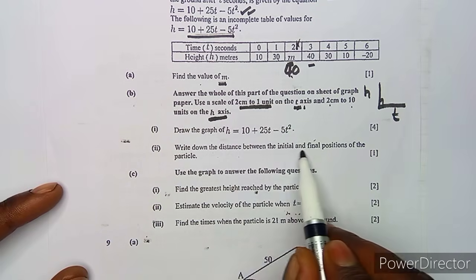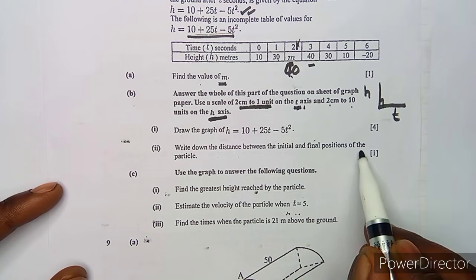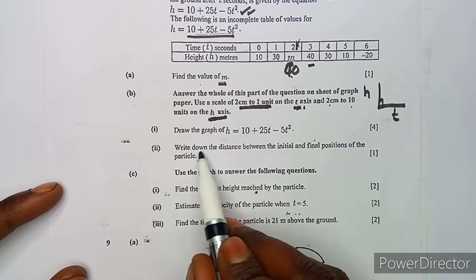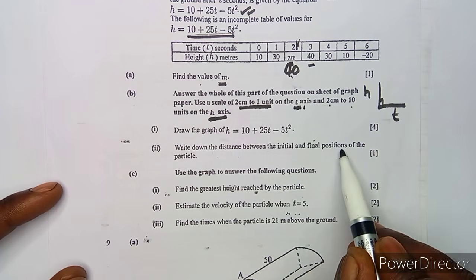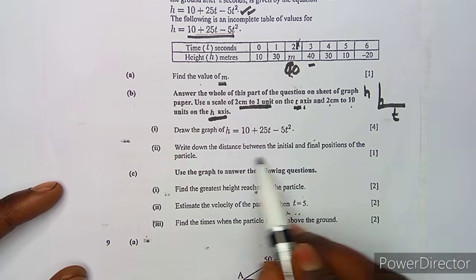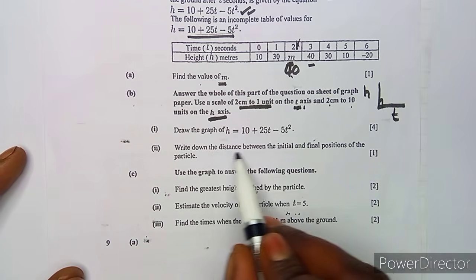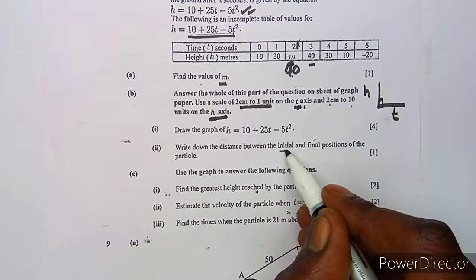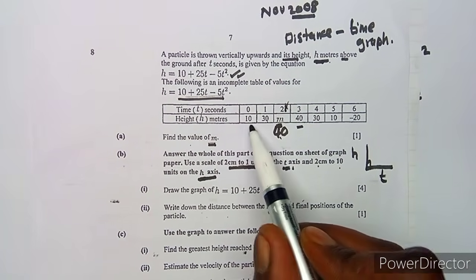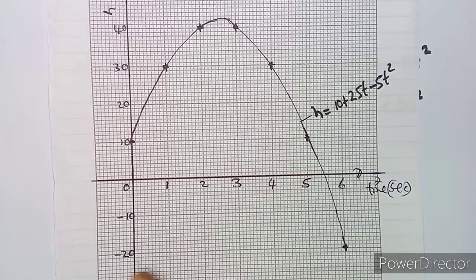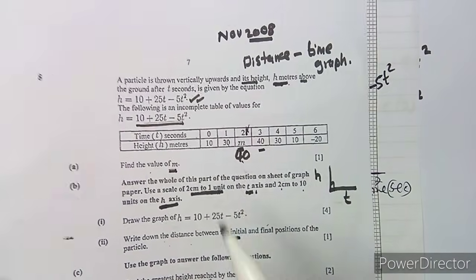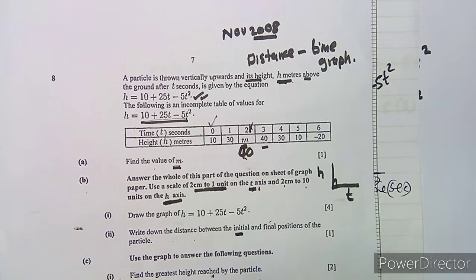Write down the distance between the initial and the final positions of the object. They're saying write down the distance between the initial and the final positions of the particle. What is the distance between? So the initial point, okay, let's start with the initial point. We can even check from the graph, from the table. Your initial point, this one, it's 10. Your final point here, it's what? It's minus 20. So even here, you can take that your first point, the initial point, is at 10, and your final point at minus 20.